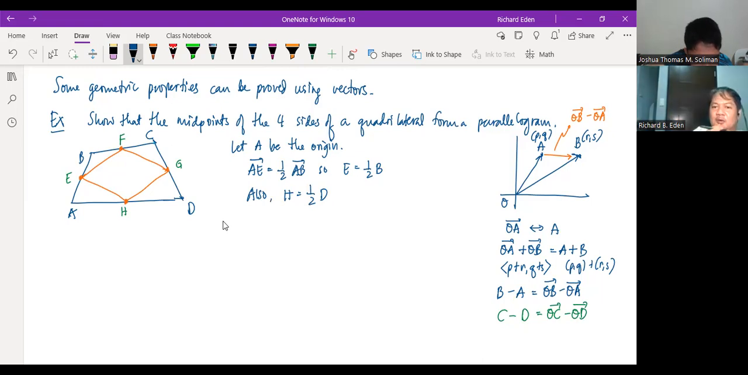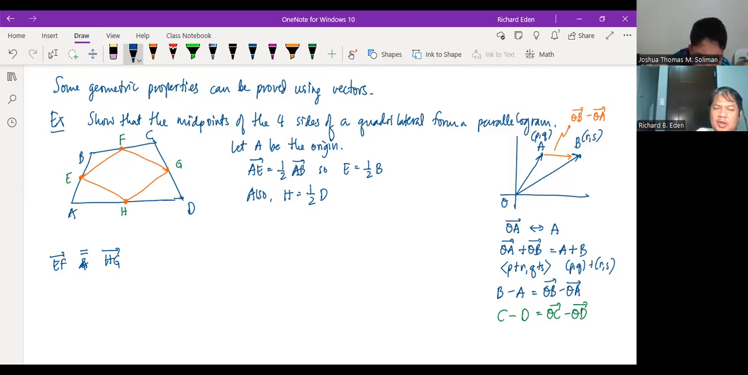Well, we want to show that the four midpoints of a quadrilateral form a parallelogram. So one of the things that we could do is look at EF and HG. Specifically, let's compare vectors EF and HG. We want to show they have the same length and that they are parallel. In other words, we want to show that these two vectors are actually the same. That would be enough to show that EFGH is a parallelogram, to show that vectors EF and HG are the same vector.